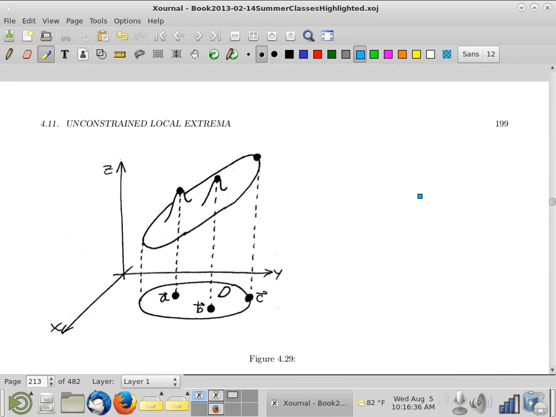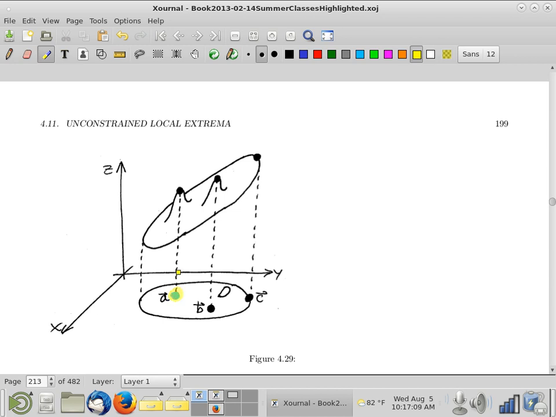Now here I'm drawing the graph of a function, and I suggest that this point here, A, is a local maximum point because I can find a little small ball. Actually, let me do this with a better color choice. Let me use a pencil here. So A, I'm going to draw like that. Here's my small ball. There's a little small ball around A.